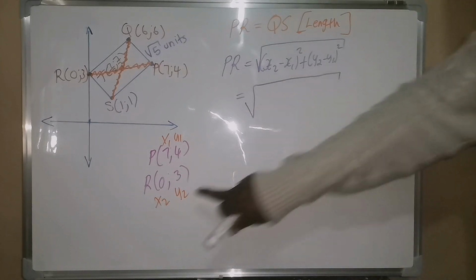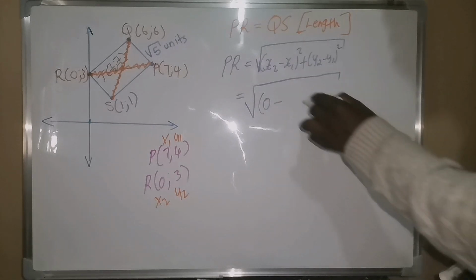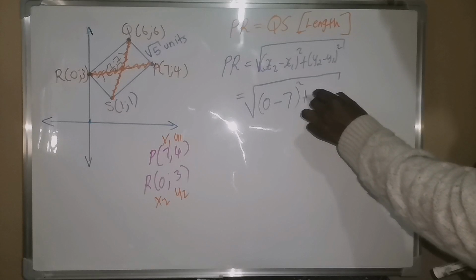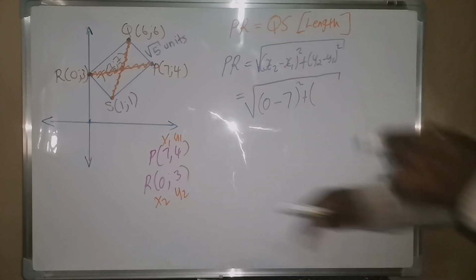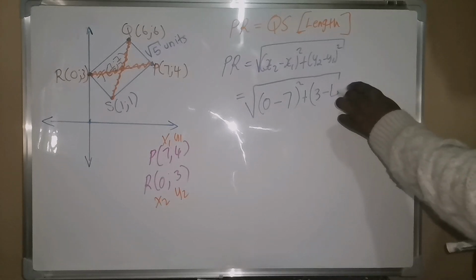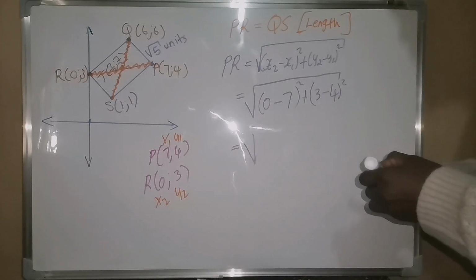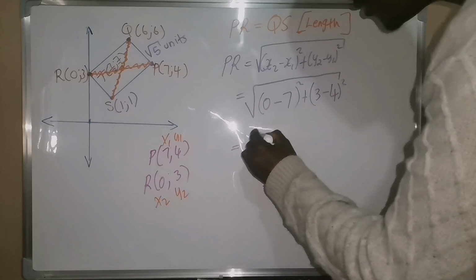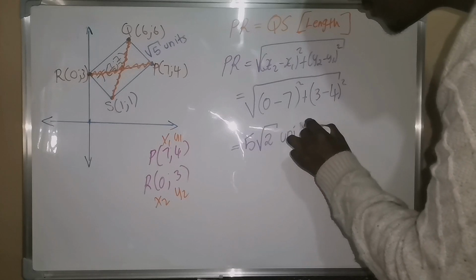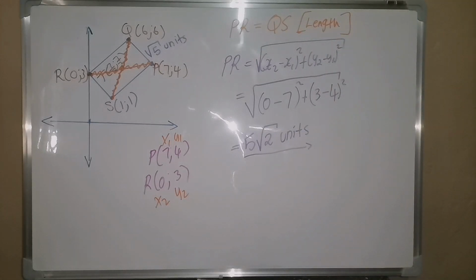What is our x2? It is 0. What is our x1? 0 minus 7, x1 is 7, squared, plus. What is our y2? y2 is 3 minus. What is our y1? 4. 3 minus 4 squared. Then you put this on your calculator. Therefore it is 5 square root of 2 units. This is the length of PR.